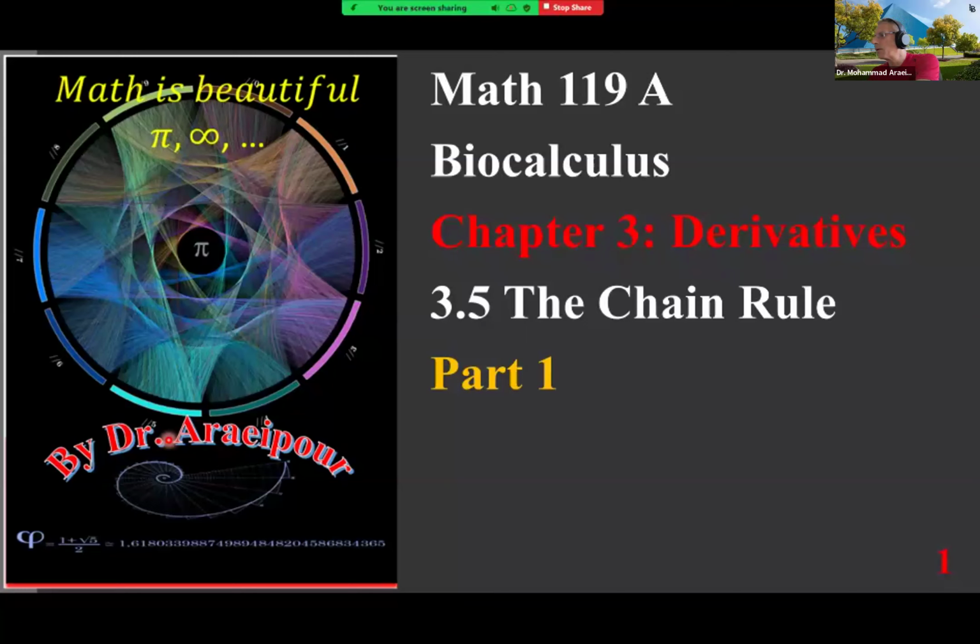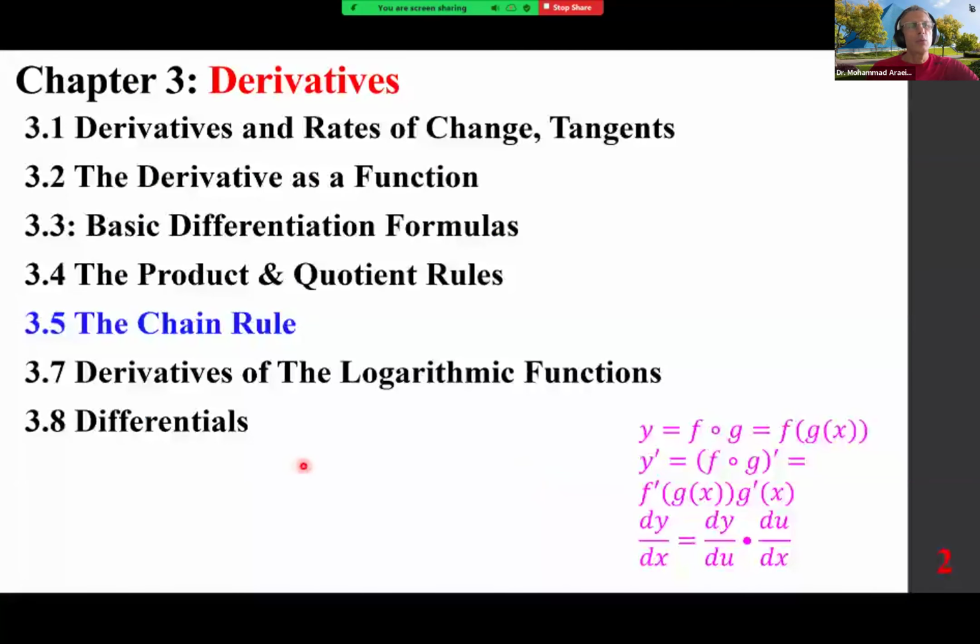Good afternoon, class. We are looking at Chapter 3 Derivatives, Section 3.5, the chain rule. Here's the first part. We have covered the derivatives and rates of change, the derivative as a function, basic differentiation formulas, the product and quotient rules, and now the chain rule.